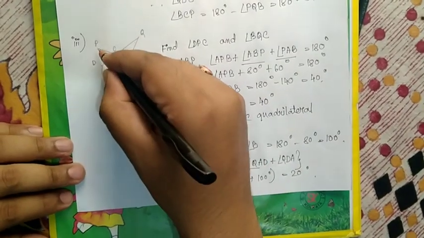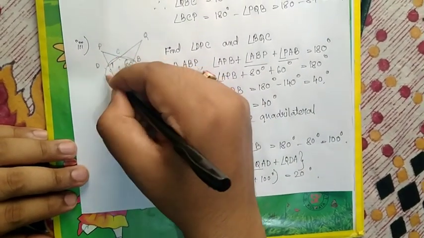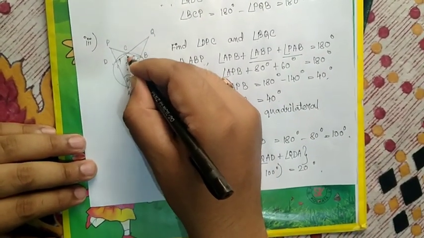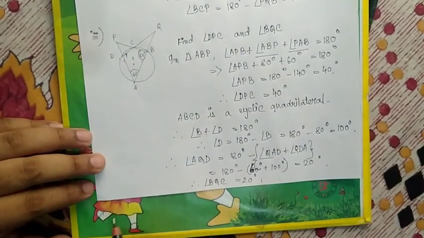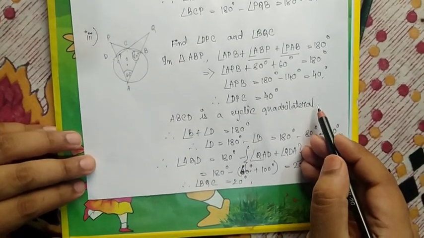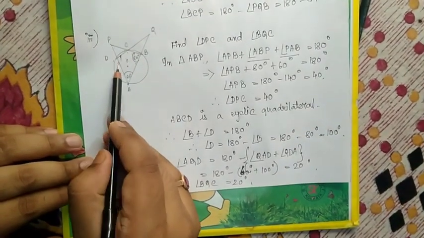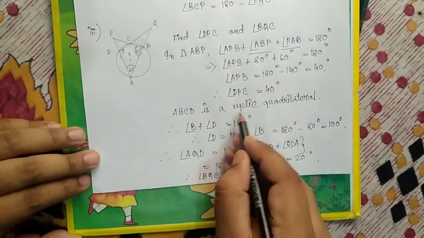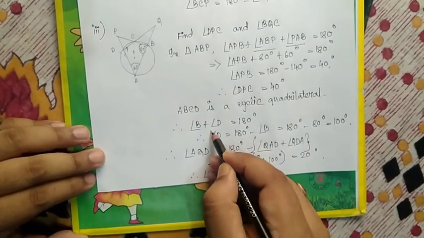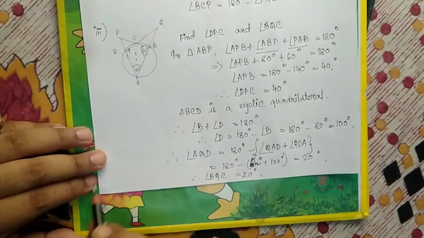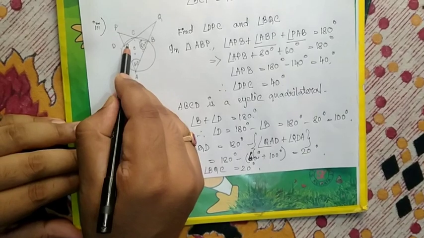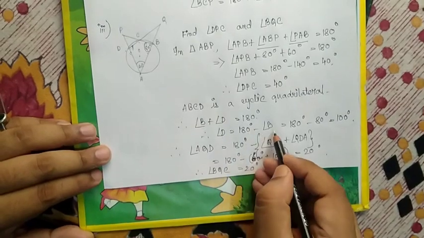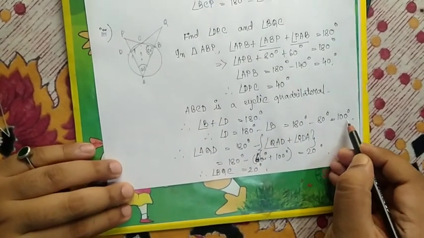Now APB and DPC both are same. So therefore DPC is 40 degree. Now ABCD is a cyclic quadrilateral. So if this is a cyclic quadrilateral, therefore these two angles are 180 degree. Therefore angle B plus angle D equal to 180 degree. This angle is given as 80 degree. So therefore the remaining angle should be 180 degree minus 80 degree. So angle D equal to 180 degree minus B equal to 180 degree minus 80 degree equal to 100 degree.